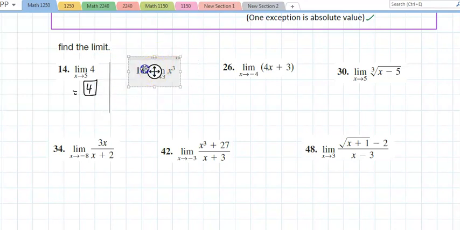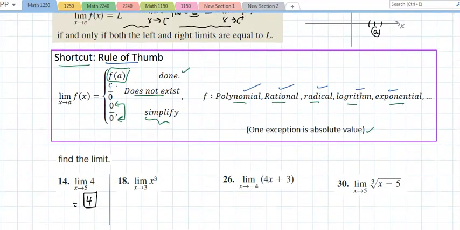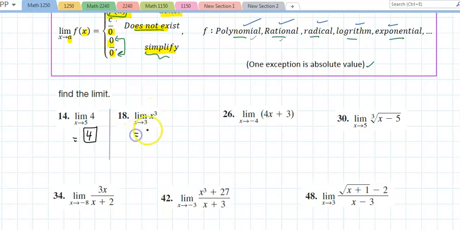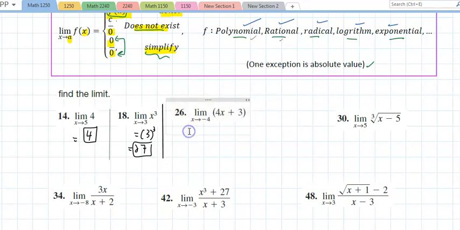Number 18. If I want to take a limit, do you see what this says? If you see a polynomial, a rational, which is the majority of what we see, take this value and plug it in. If you get a number, you're done. If you get a number over 0, does not exist. And if you get 0 over 0, you have to simplify. So if I substitute for x a 3, that's 3 cubed. Isn't that a number? I'm done. That's the limit. If you were to pick points above 3 and below 3, guess what? You will get 27. Nice shortcut.